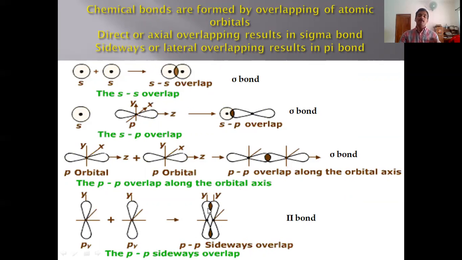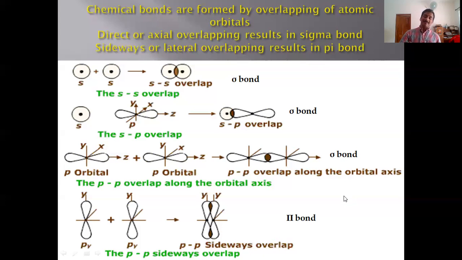Here you can see sidewise overlapping. This results in the formation of a pi bond. Sidewise overlapping results in the formation of a pi bond. Now you will get a clear idea about sigma and pi bonds here.